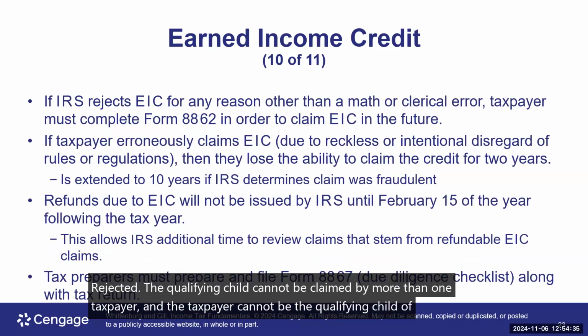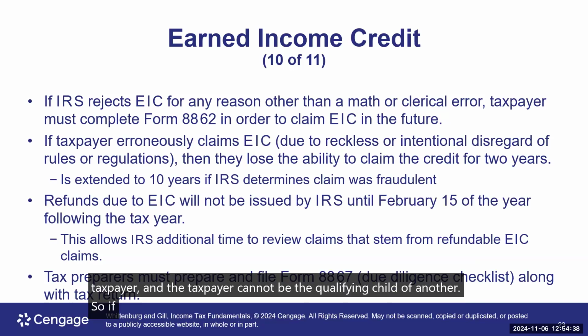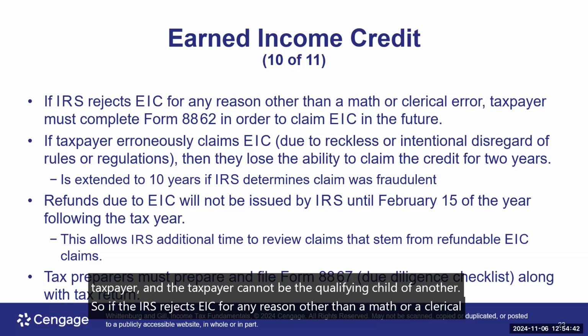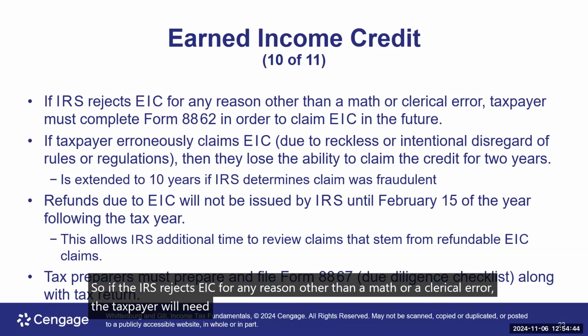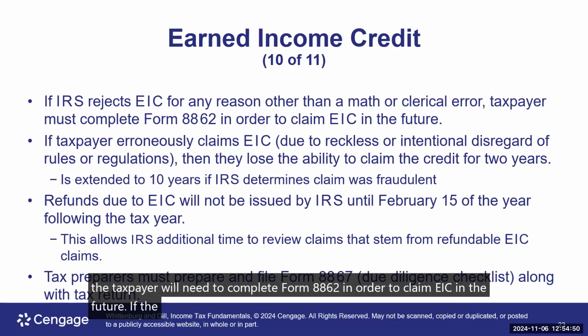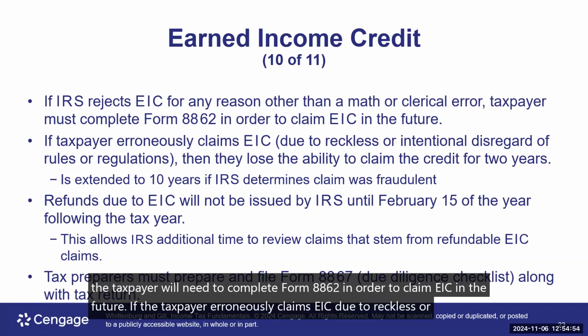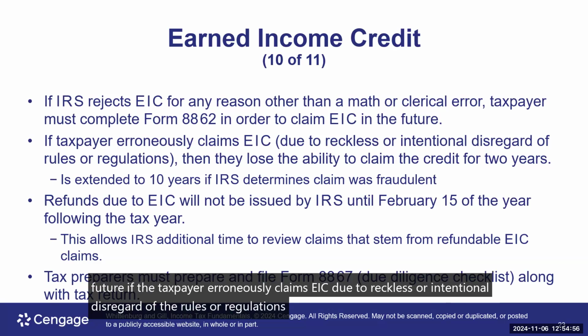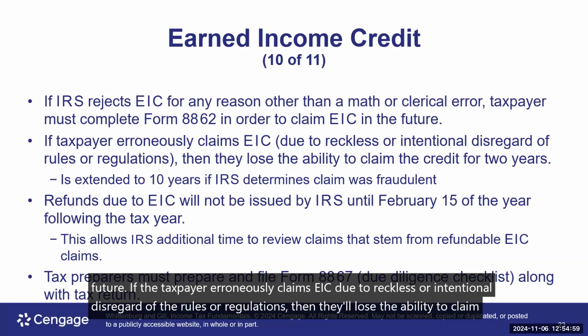And the taxpayer cannot be the qualifying child of another. So if the IRS rejects EIC for any reason other than a math or clerical error, the taxpayer will need to complete Form 8862 in order to claim EIC in the future. If the taxpayer erroneously claims EIC due to reckless or intentional disregard of the rules or regulations, then they'll lose the ability to claim the credit for 2 years.